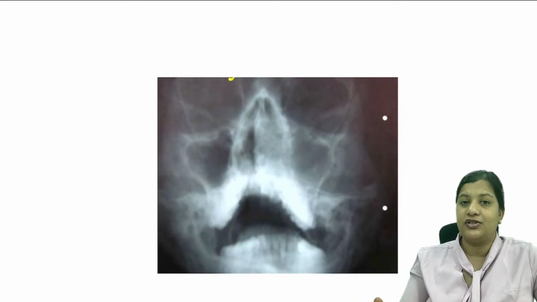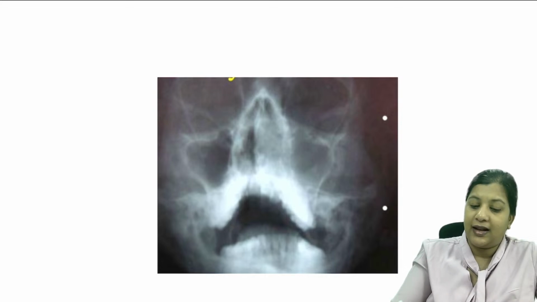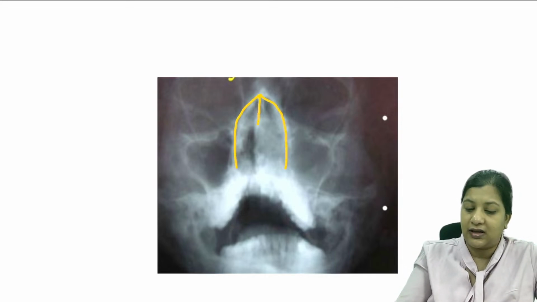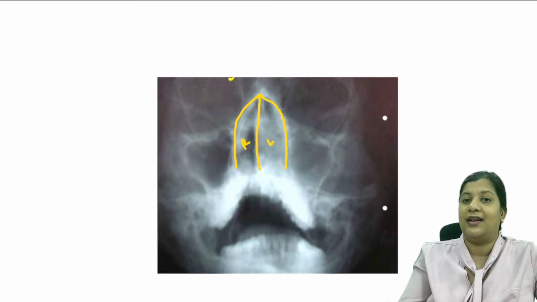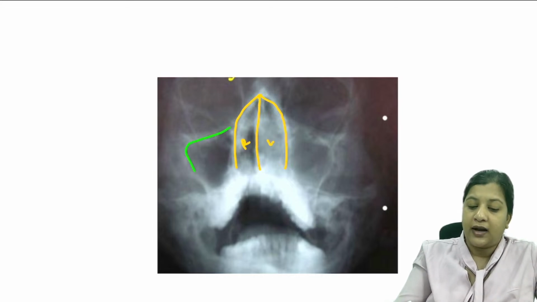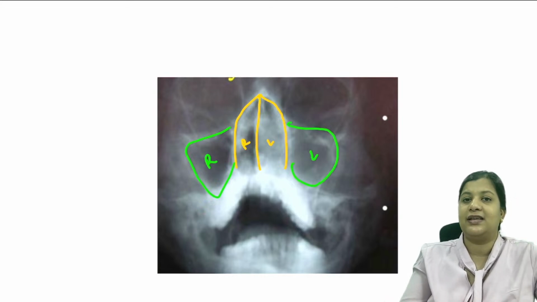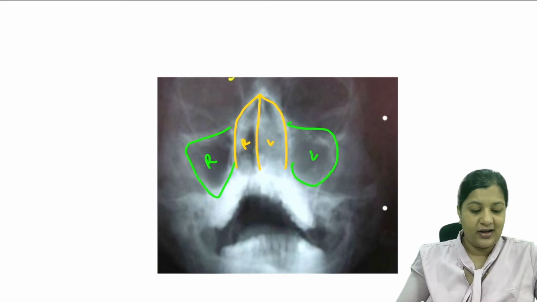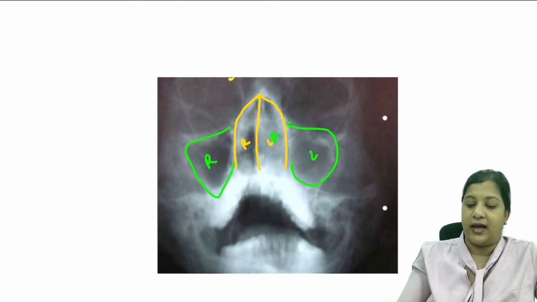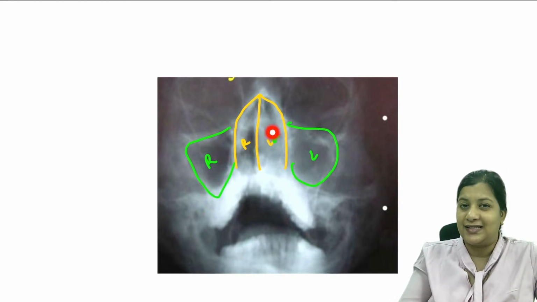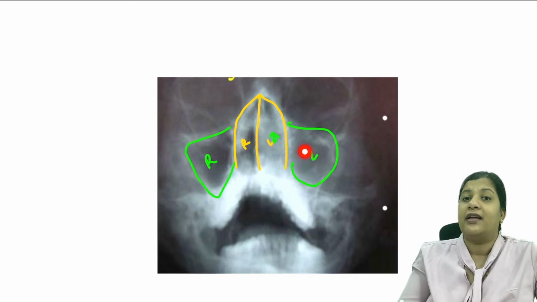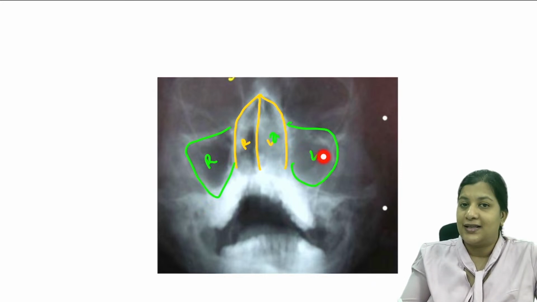Look at this image. What are you seeing here? Now again, let's mark out the nose in the X-ray. What is happening? This is the nose. This is the septum. Now look at the right nasal cavity and look at the left nasal cavity. Look at the right maxillary sinus and look at the left maxillary sinus. What are you able to visualize? You're able to visualize that the nasal cavity on the left side is hazy. It is grayish. Even the left maxillary sinus is hazy.